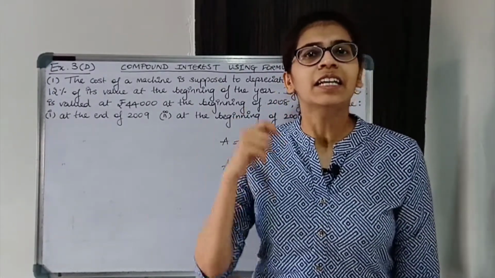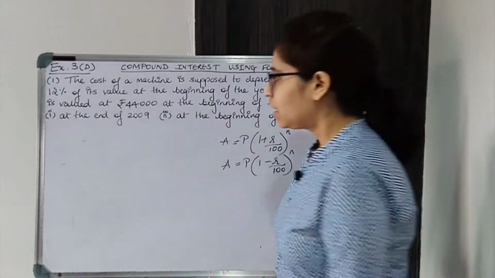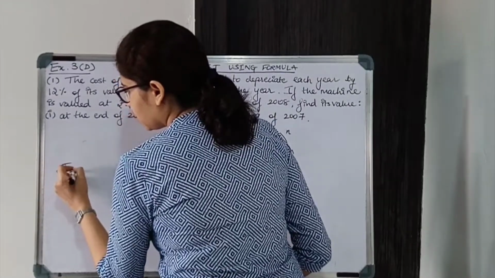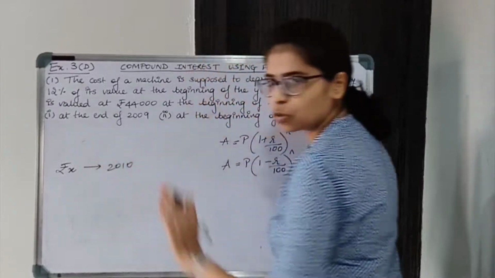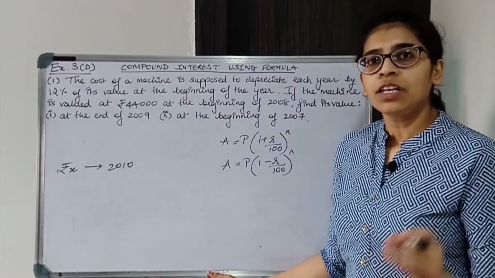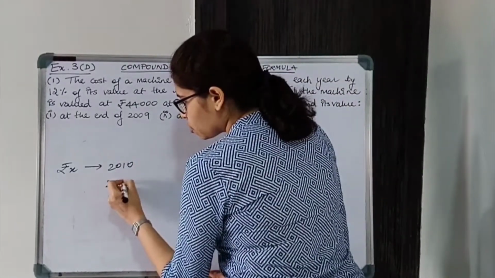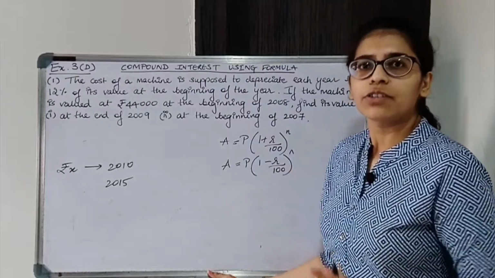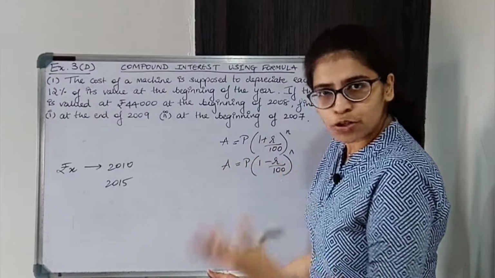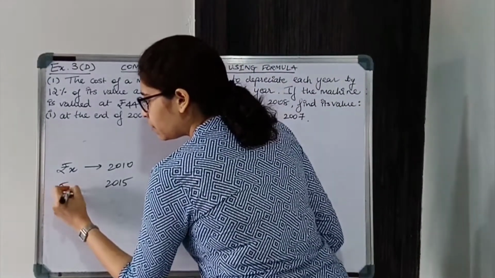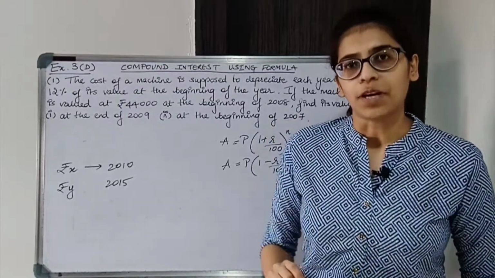Now one more important thing. Let's say there is an article costing X rupees in certain year. So there is an article, let's say X rupees in 2010. Let's assume now you have to find the costing in the year after. So let's say 2015, you have to find the costing. Now let's say it is increasing or decreasing whatsoever, and it is becoming Y rupees in 2015.